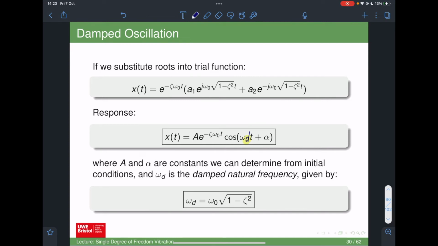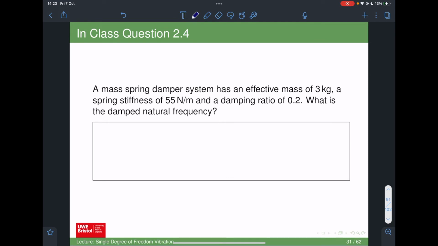So there's another little exercise here. There's the equation you need to use. A mass spring damper system has an effective mass of 3 kilograms, a stiffness of 55, and a damping ratio of 0.2. What is the damped natural frequency? So what does omega D equal?